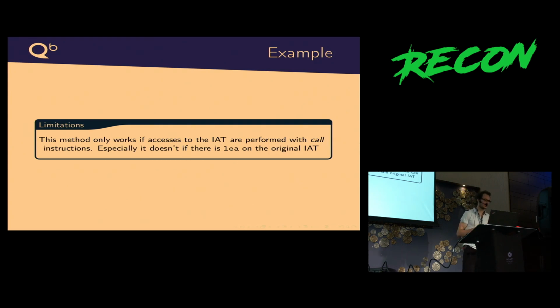Actually, this method only works if there is a call instruction on the import address table. I mean, if there is some load effective address on the import address table, it will load the address of the trampoline function, so there will be a crash. So this is the main limitation of this method.